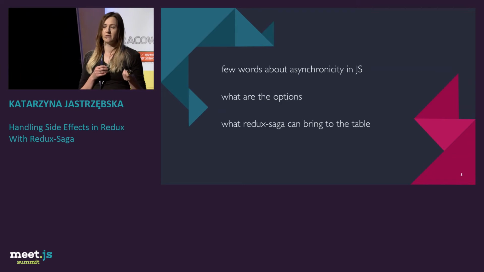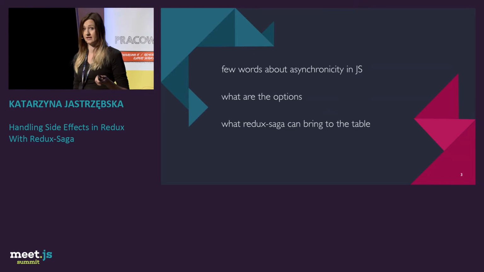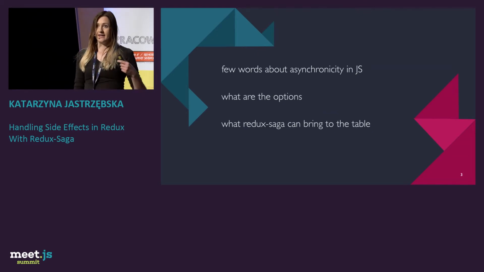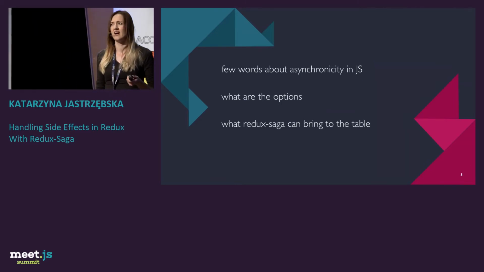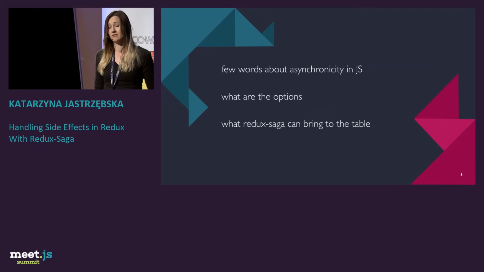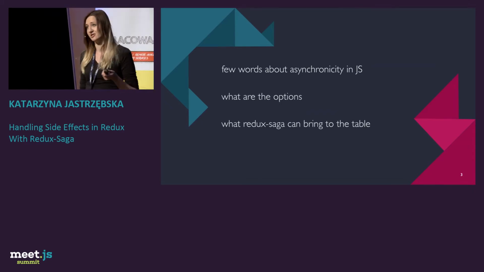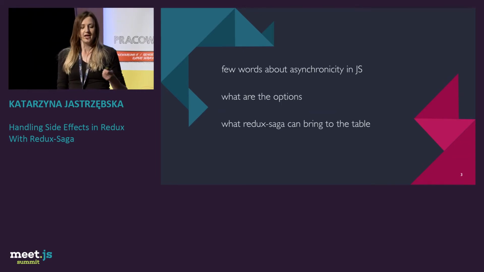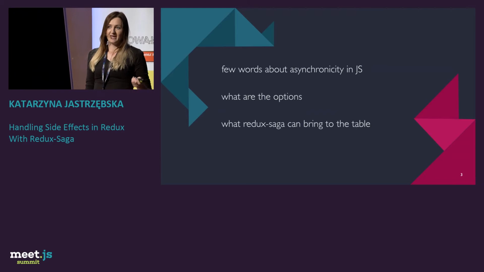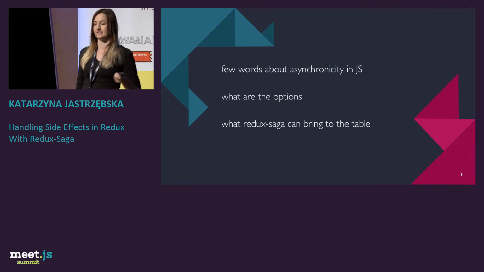I want to think about my presentation in 3 sections. So we will talk a little bit about asynchronicity in JavaScript in general. Then we'll move on to the options, how we can handle asynchronicity in React, because I'm sorry, it will be mostly a React presentation. I'm really sorry about that. Or maybe not. So the 3rd section will be about Redux-Saga and what Redux-Saga can bring to the table when it comes to asynchronicity.